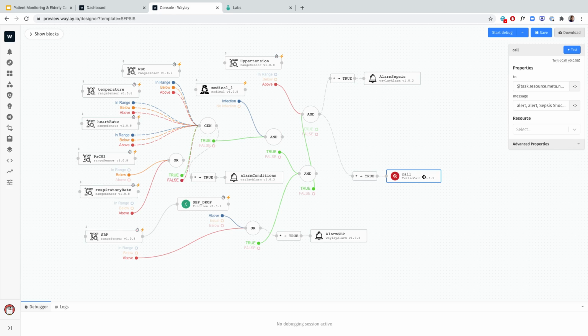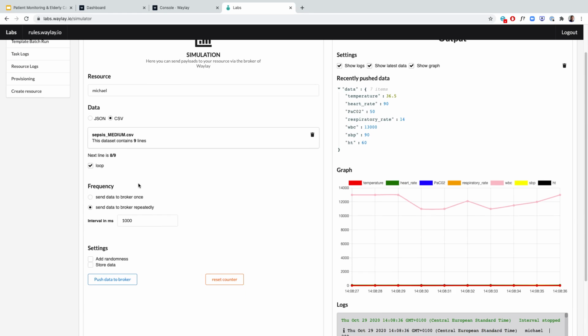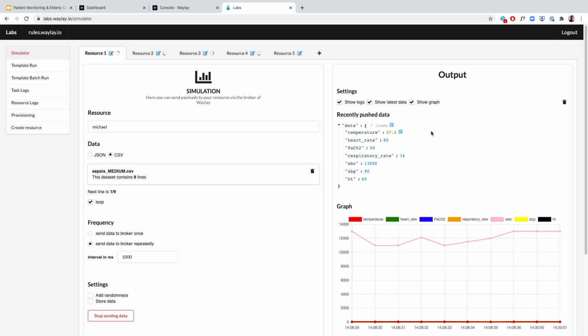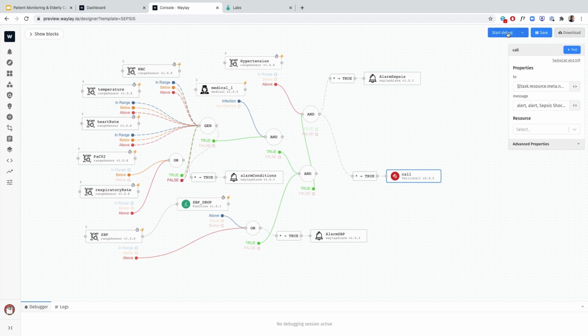So now imagine that we have some data logs and measurements. We'd like to test that rule in reality. So what I'll be doing now is I will start pushing data, for instance, for a patient, let's give him a name, Michael. What we see now is that we are pushing the data as if it were a device measuring his condition. What I will do next is start the automation here. So let's say this was the patient Michael.